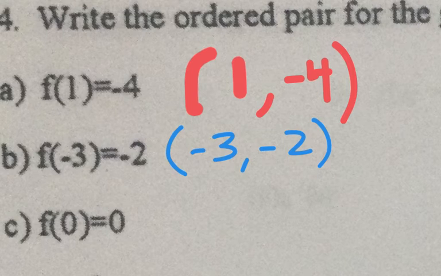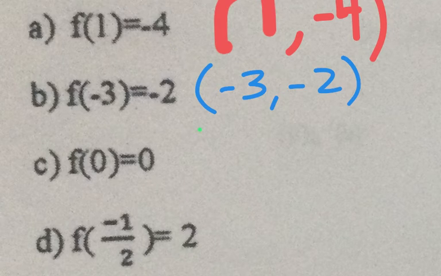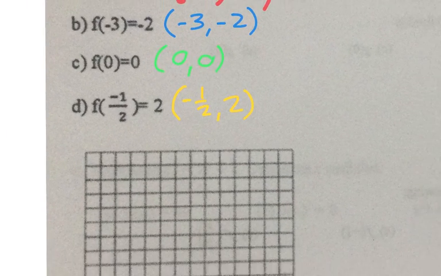Easy enough? Function C, we look at that, and it's broken, right? No, it's not broken. What's my input? 0. What's my output? 0. So the ordered pair is 0, 0. That is called the origin. On D, can I please do it as 0.5? It's not technically wrong. Now, how would you graph it?